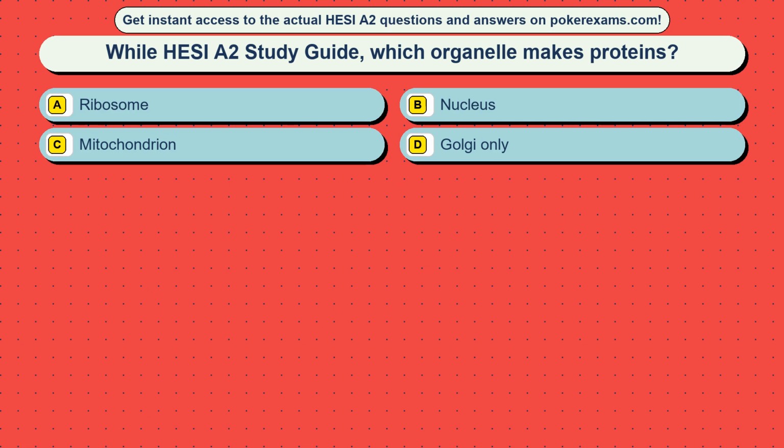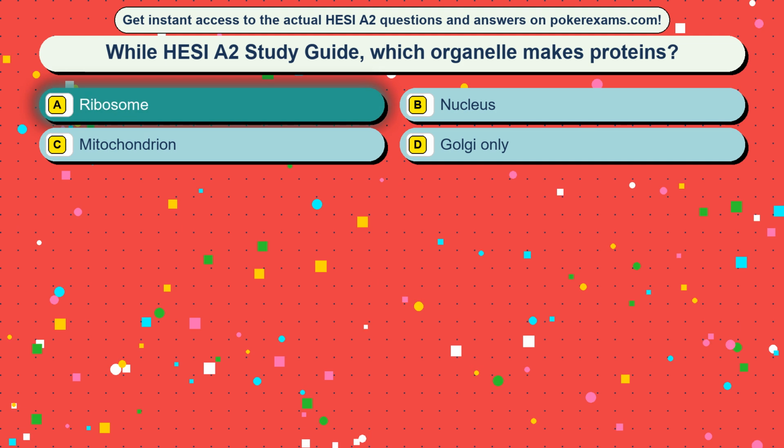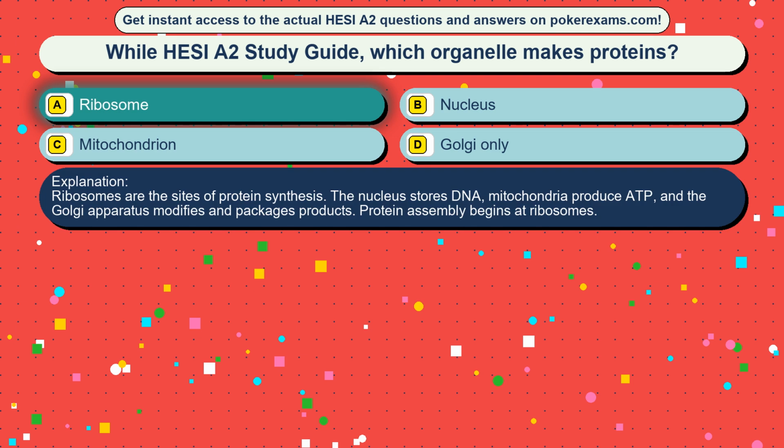Option A, ribosome. Option B, nucleus. Option C, mitochondrion. Option D, Golgi only. The correct answer is option A, ribosome. Ribosomes are the sites of protein synthesis. The nucleus stores DNA, mitochondria produce ATP, and the Golgi apparatus modifies and packages products. Protein assembly begins at ribosomes.